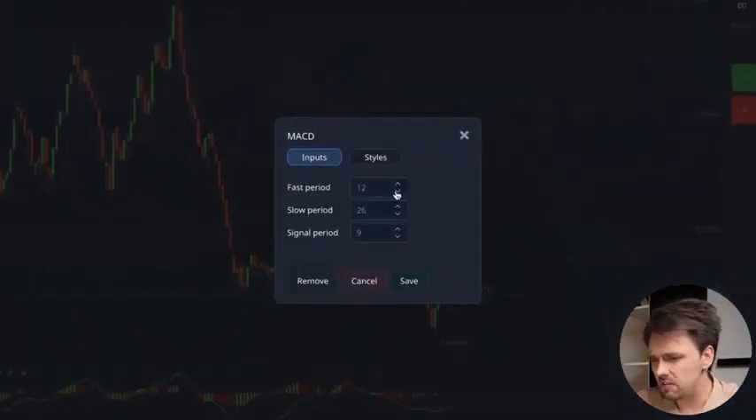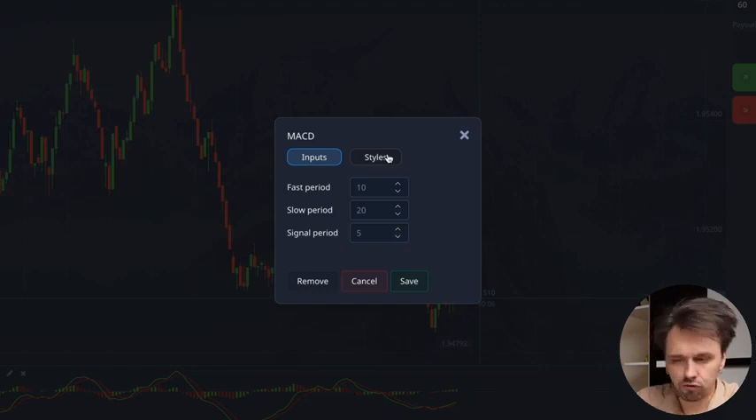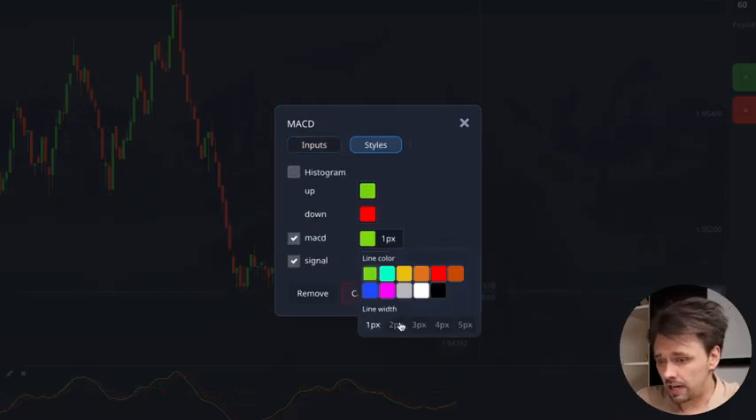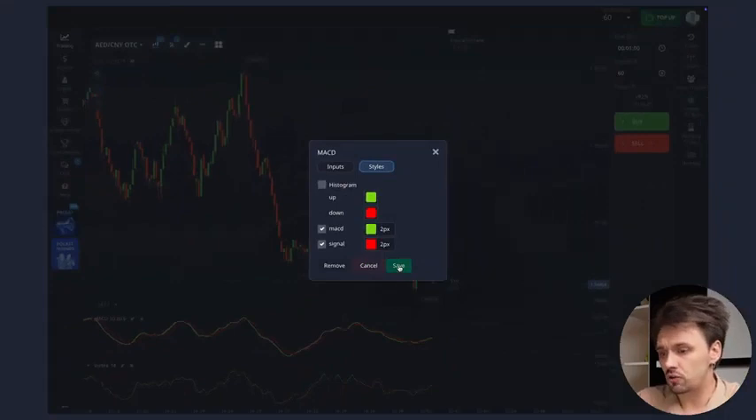MACD is an indicator that shows impulse and the reversal moment. I set fast period to 10. This is a fast reaction to price changes. Slow period 20. This is a smoother movement. Signal period 5. This is the line that helps see the reversal point. For the style, I will remove the histogram, keep only the lines, and make them more saturated.